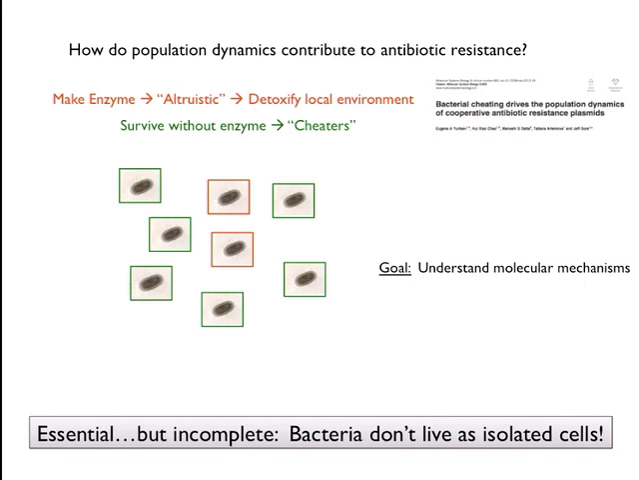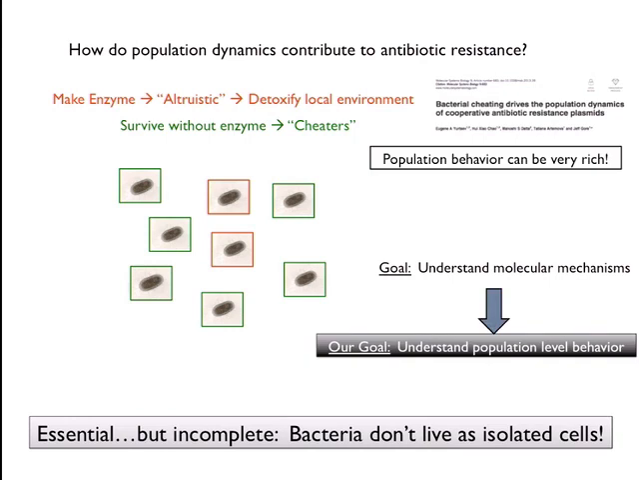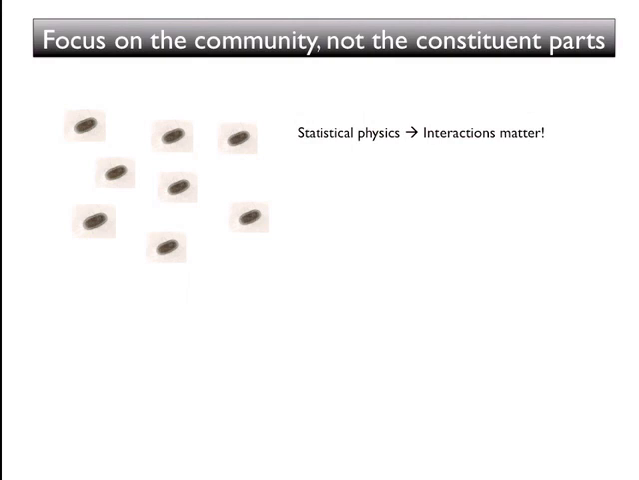This is a classic example of cheating, and a lot of game theory applications you can imagine could come from something like this. There's a beautiful paper in Molecular Systems Biology from Jeff Gore's group at MIT on this particular topic. My point is that the population behavior can be really rich, and our goal is to understand this population-level behavior. A lot of the tools to understand it, in my terminology, I call statistical physics. Of course, many of the same tools exist in ecology and evolution.